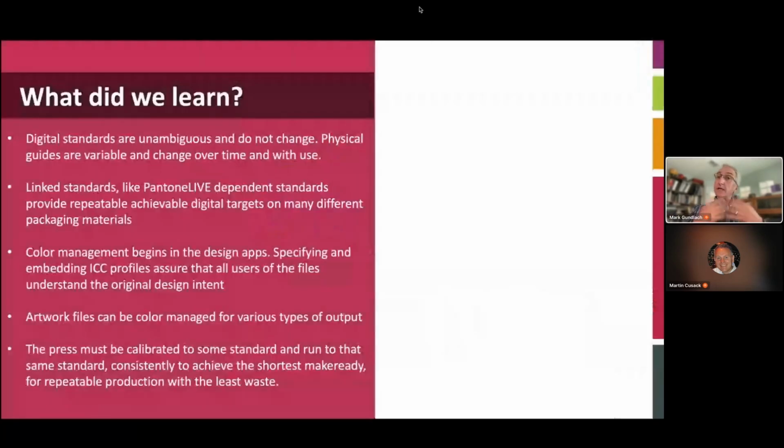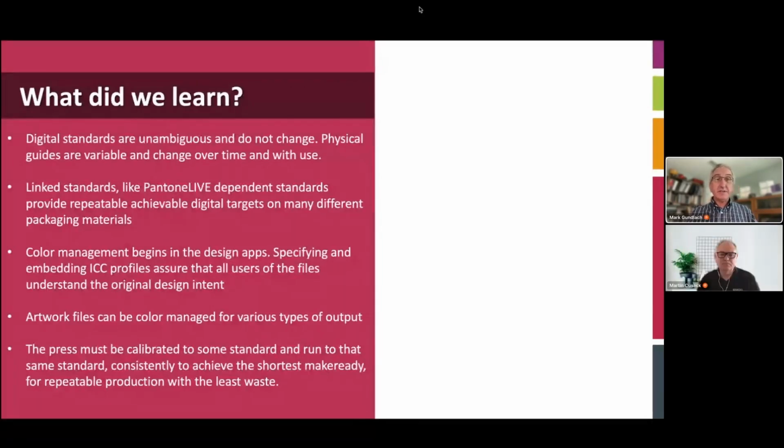Alrighty, so that wraps up what we've got for today as far as specifying the colors and monitoring the colors in production. So really, what did we learn here? We learned digital standards are unambiguous and do not change. Physical guides, on the other hand, are variable from the start and they can change over time with use. Linked standards, like Pantone Live dependent standards, provide repeatable, achievable digital targets that you can use on a variety of different materials. And currently we're up to 42 different libraries.